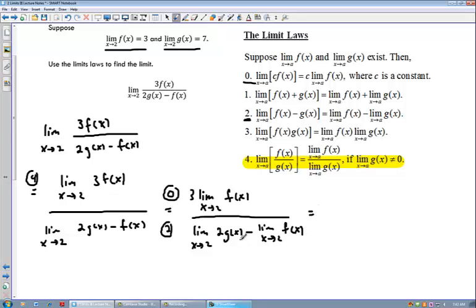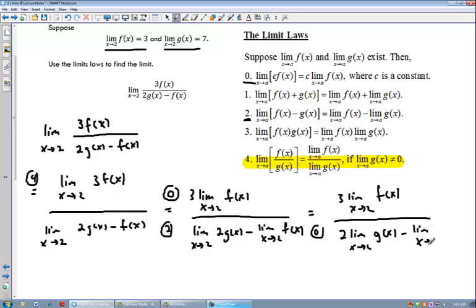So let's clear up just the last part because after that I can just plug in the numbers. So this is going to equal, by rule 0 on the bottom, 3 times the limit as x goes to 2 of f of x. This doesn't change. Then divided by, on the bottom I can pull out that 2 now by rule 0, the limit as x goes to 2 of g of x minus the limit as x goes to 2 of f of x. And now I can simply plug in the appropriate numbers because I know everything here.